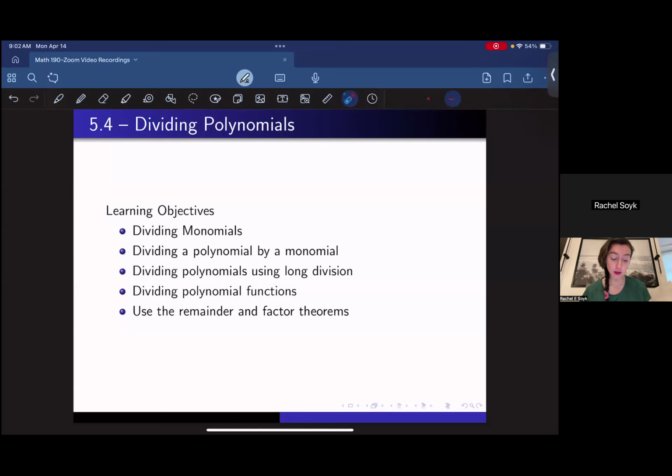Our learning objectives for today are the following: being able to divide monomials, so just one term, being able to divide a polynomial, multiple terms, by a monomial, being able to divide polynomials using long division, being able to divide polynomial functions, so same exact process, but now we're in function notation. And then finally, we'll touch upon using both the remainder and factor theorems.